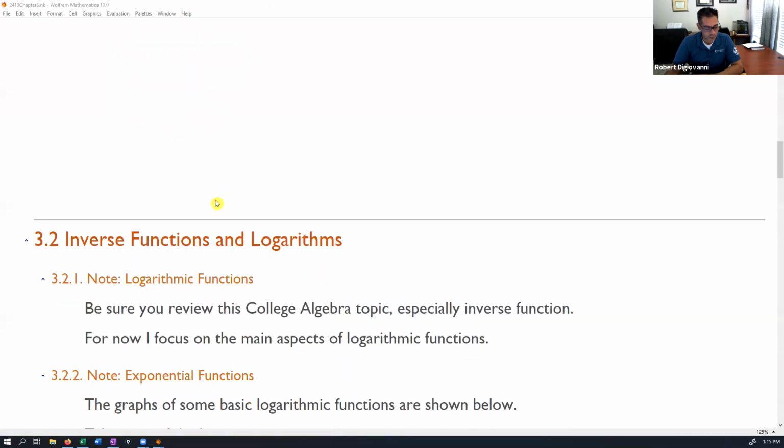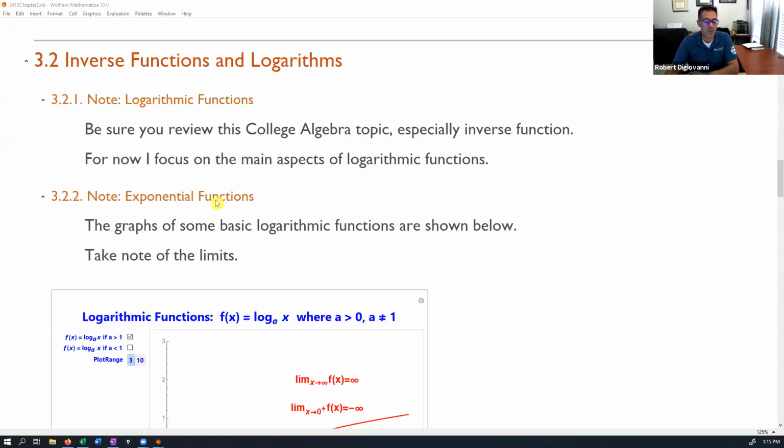Now, 3.2 talks about inverse functions and specifically logarithms. So in college algebra, the first thing you do is you learn about these exponential functions, a to the x. And we just looked at those. And then you're told, you know what? Each of these functions has an inverse function, which is basically a function that undoes that function. And we call those logarithms or logarithmic functions.